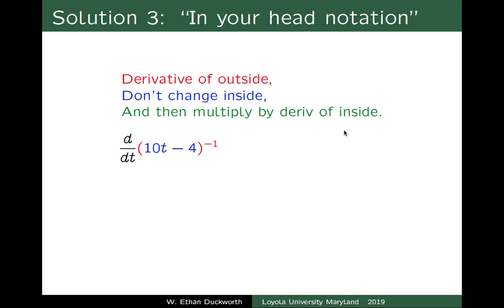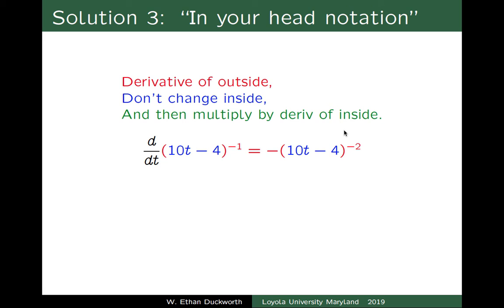So the derivative of the outside means the negative 1 should come down in front, and then we should subtract 1 from that power. So negative, parentheses, and then parentheses to the negative 2. So that's the derivative of the outside. I should not change the inside, so I should just rewrite, like copy and paste, 10t minus 4 inside. And then finally we should multiply by the derivative of the inside.